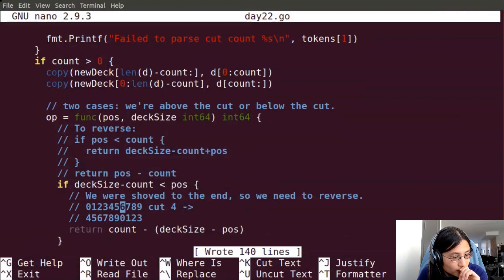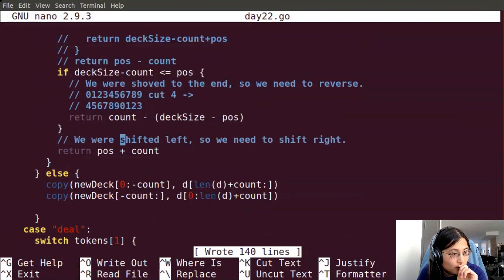Okay. Deck size is 10. 10 minus 4 is 6. So that needs to be greater than or equal to. Yep. Then I need to return count, which is 4. Minus, yeah, okay, that's correct. Otherwise, position plus count, so cut 4, restore it to order, yep, that's correct.